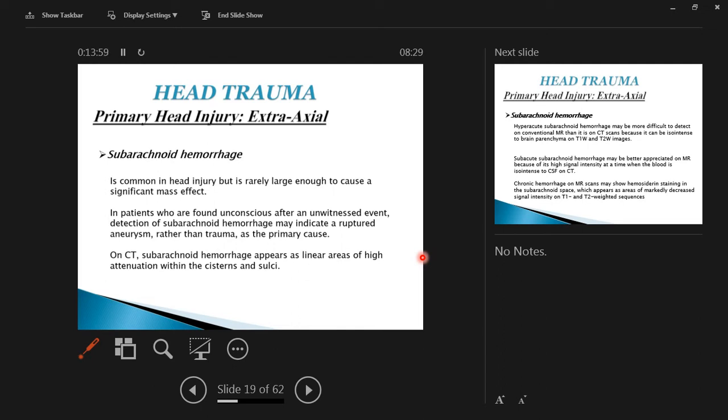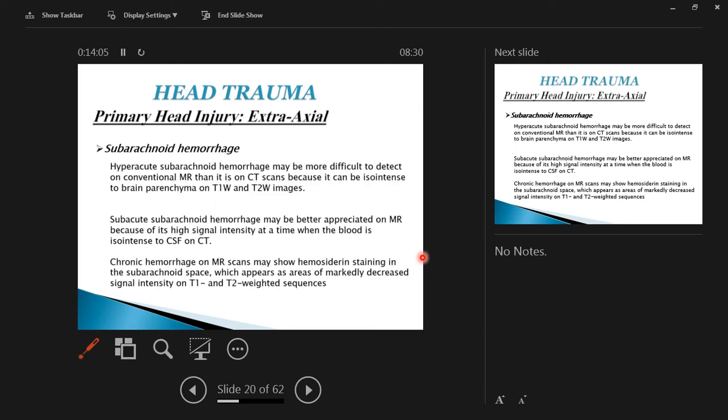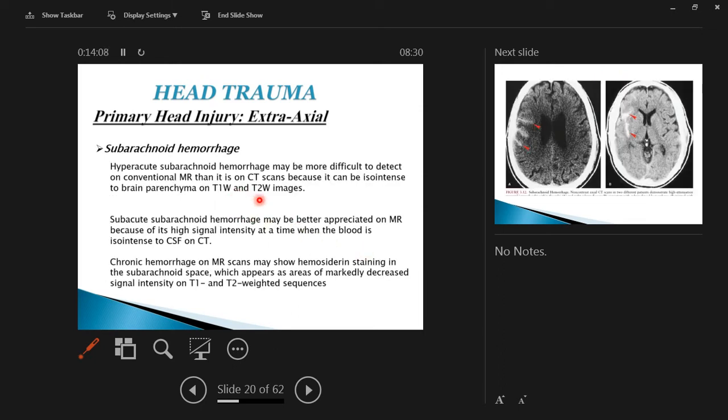On CT, subarachnoid hemorrhage appears as a linear area of high attenuation within cisterns and sulci. Hyperacute subarachnoid hemorrhage may be more difficult to detect on conventional MR than on CT, because it can be isointense to brain parenchyma on T1 and T2. Subacute subarachnoid hemorrhage may be better appreciated on MR because of its high signal intensity at a time when the blood product is isointense to CSF on CT. So hyperacute is more difficult on MR than CT, while in the subacute phase it may be better appreciated on MR than CT.